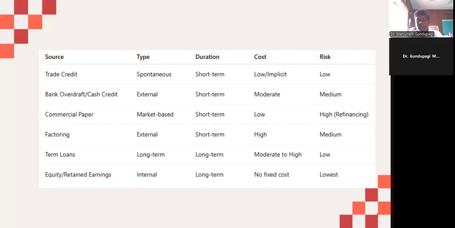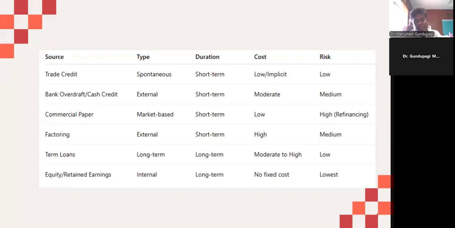Cost of capital: choosing the source with a lower effective cost. Credit terms: especially easy supplier credit can reduce the need for external financing. And market conditions: interest rate fluctuations impact the choice of long-term versus short-term funds.